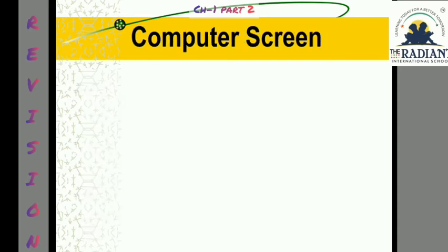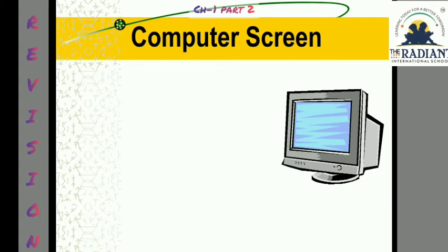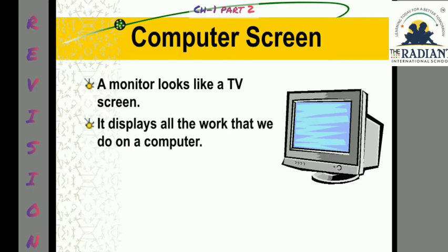Now a computer screen means a monitor. Look at the picture, monitor. A monitor looks like a TV screen. It displays all the work that we do on a computer. Whatever work we do on a computer, it displays on a monitor. A monitor is also known as VDU, and the full form of VDU is Visual Display Unit.